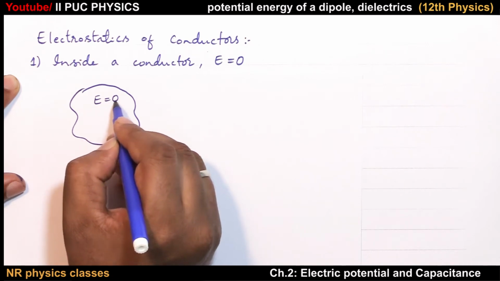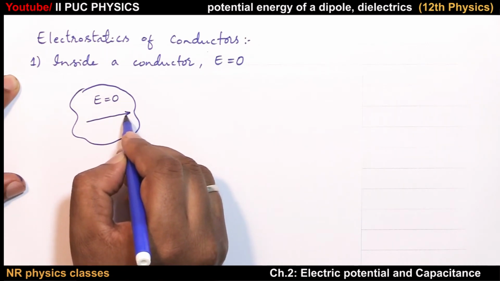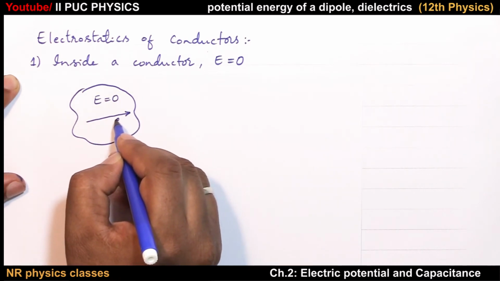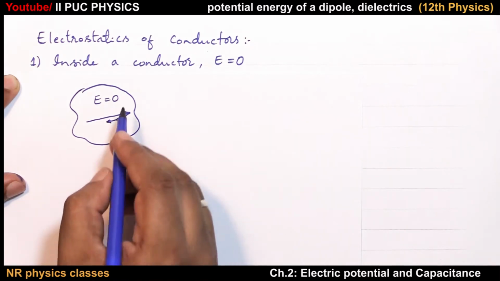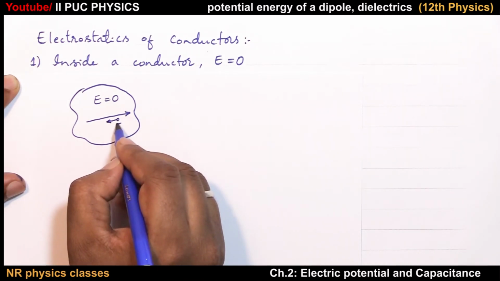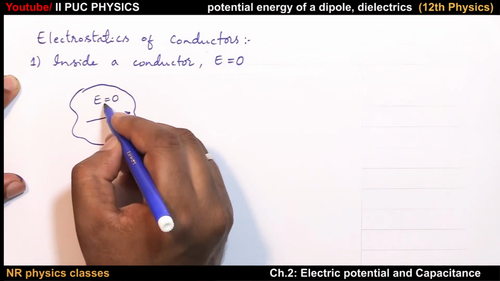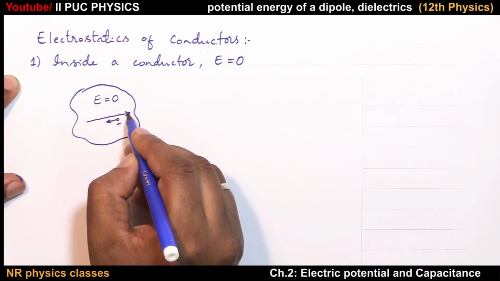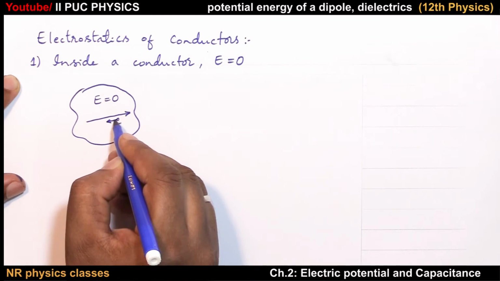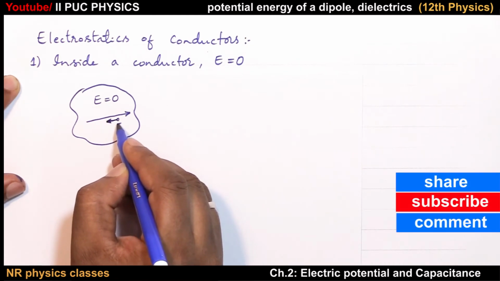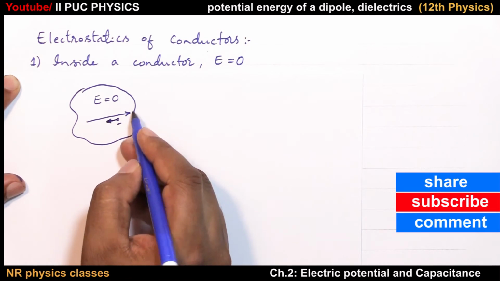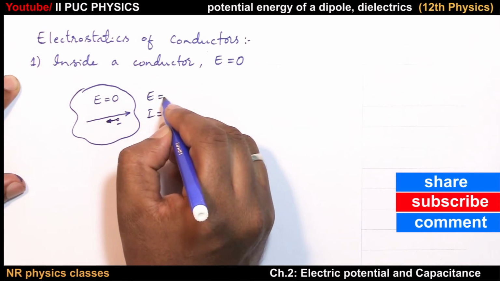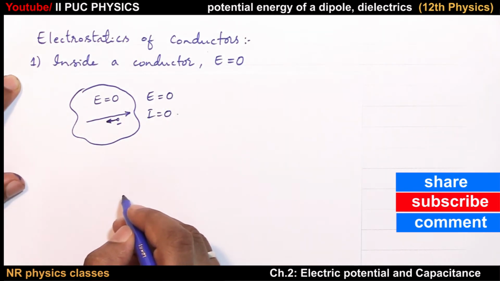If electric field is not 0, suppose this is the direction of the electric field, then naturally the conduction electrons present in this conductor should travel in the opposite direction, because electrons will experience force opposite to the direction of the electric field. If you don't consider E equal to 0, and if you assume that there is an electric field, then you should be able to explain this flow of charge. Flow of charge is nothing but current. Since no current is found inside the conductor, we should assume that the electric field is also 0 inside the conductor.